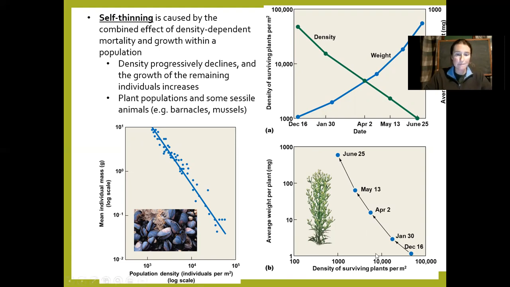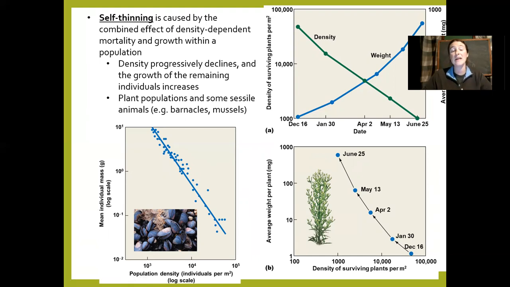Okay. Another way of looking at this, density of surviving plants, right? So we started out with a lot of plants. Over the season, the number of plants declined. So December to January to April, et cetera. And those surviving plants increased in weight, right? So the survivors are going to benefit from this self-thinning process.